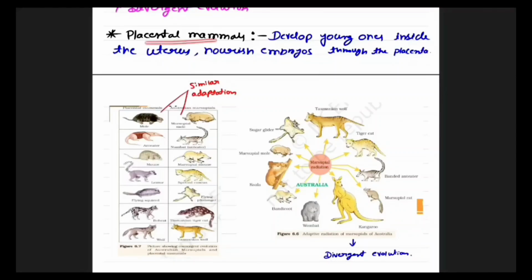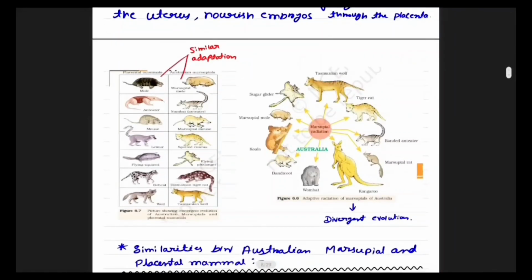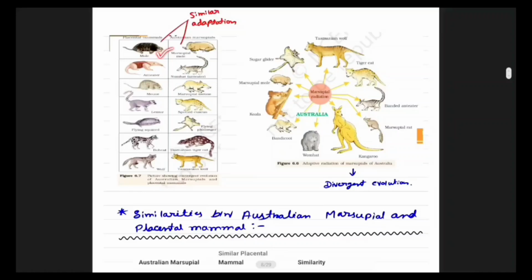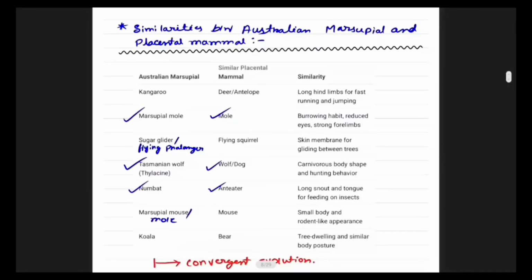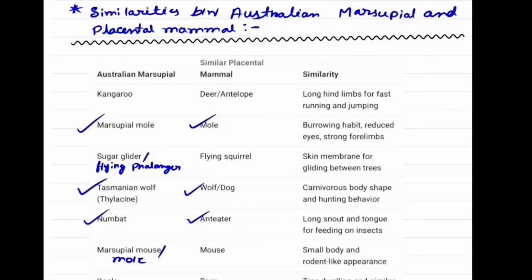Next, placental mammals. They develop their young ones inside the uterus and nourish the embryo through the placenta. Example: wolf, mole, anteater, flying squirrel. Similarities between Australian marsupials and placental mammals. The marsupial wolf from Australian marsupials and the wolf from placental mammals adapt themselves for carnivorous hunting.